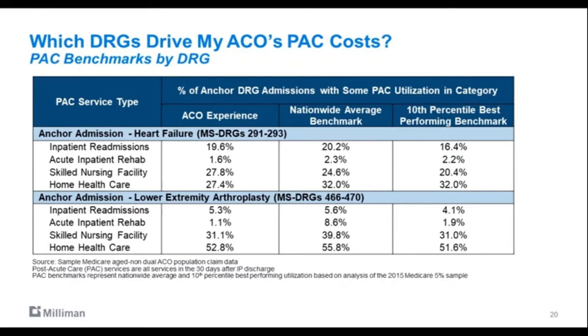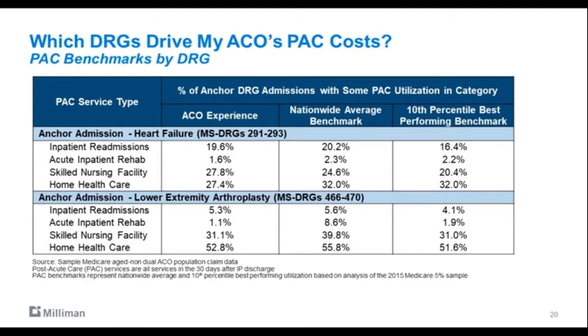So what we've done is, by DRG, we have created, using this 100% data, benchmarks: national average, and 10th percentile best performing as well. But here you can see for heart failure, the readmission rate is 19.6% compared to 16.4% for best performing. On the lower extremity, they're actually not using that much more nursing home. That could be an opportunity with many of the DRGs. For this heart failure, it is a higher use of nursing home versus our 10th percentile best performing.